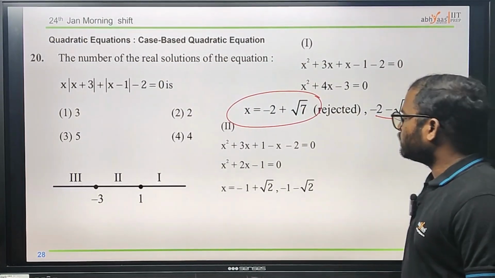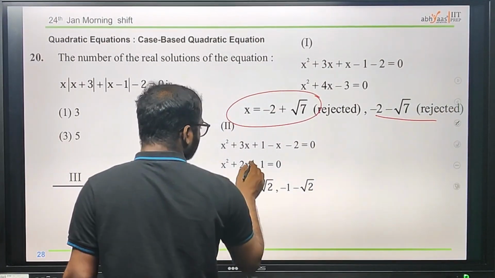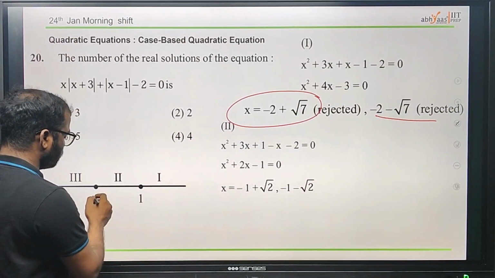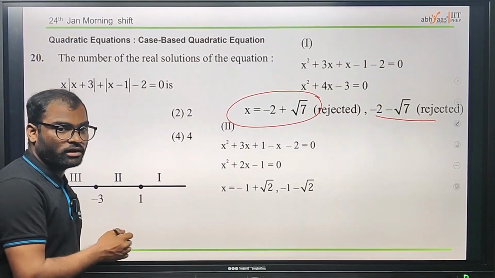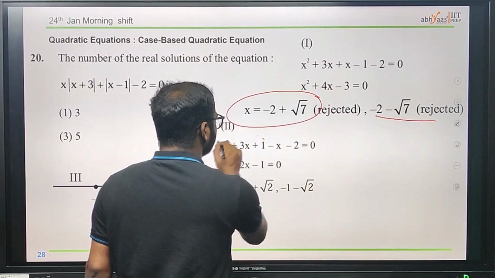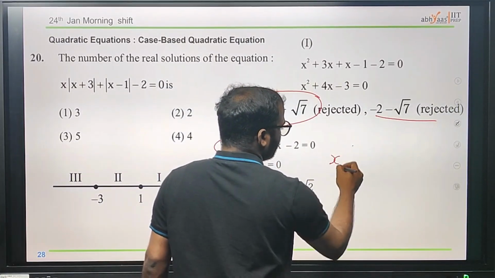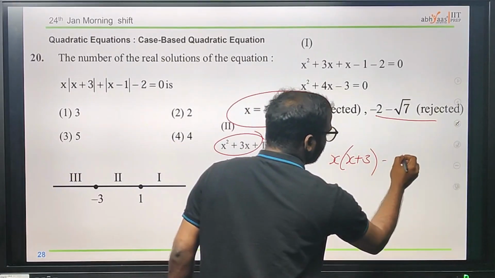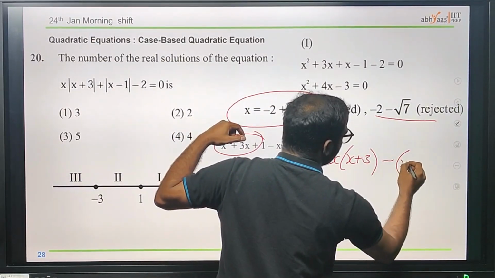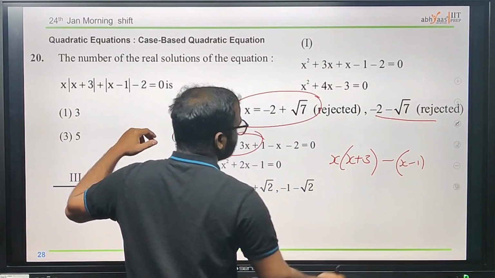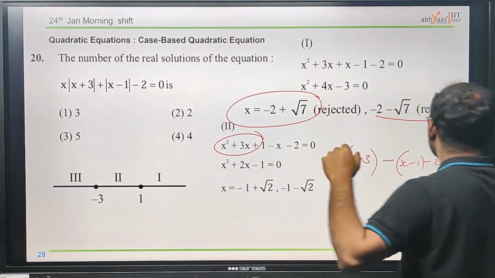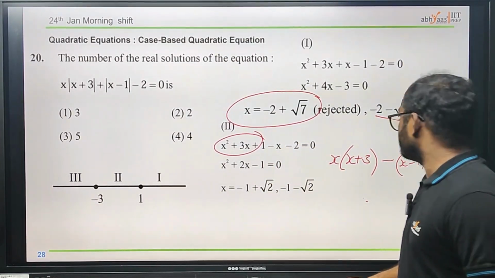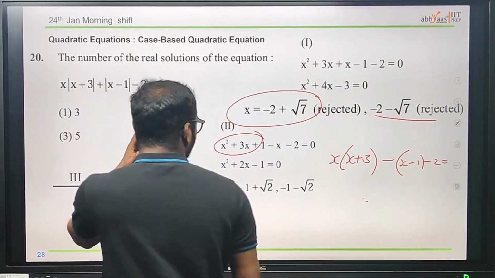Similarly for the second case, for less than minus 3 and greater than 1, we will have x of x plus 3 and minus of x minus 1, minus 2 is equal to 0. That's how we will get this one. I hope you understood what I'm saying. That's how we got this one.